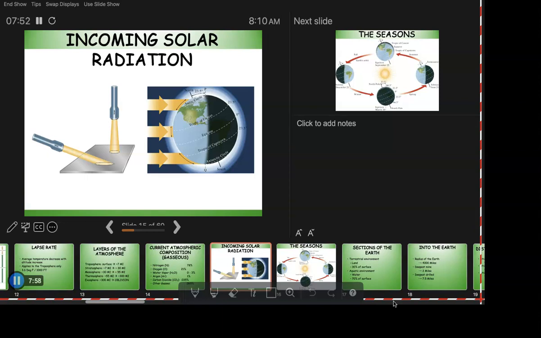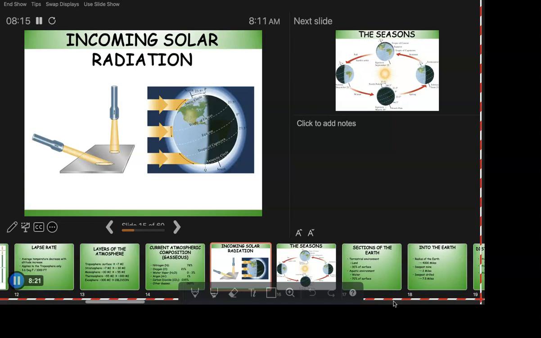So again, because of that tilt, the most energy of the sun isn't always focused on the equator. It actually moves up 23.5 degrees, comes back down to the equator, moves down 23.5 degrees, and comes back up. It's a cycle. It keeps going on and on.